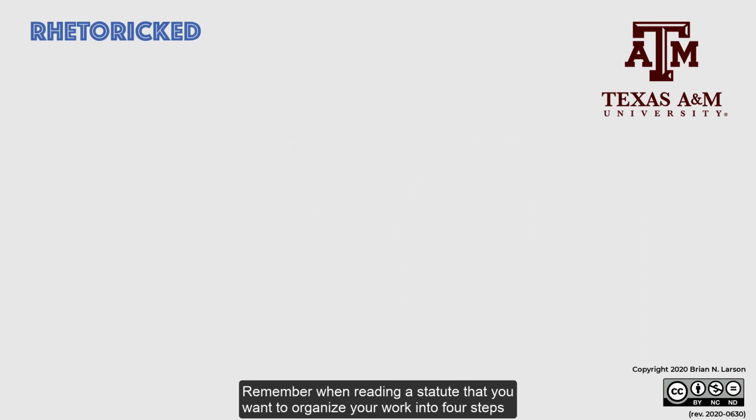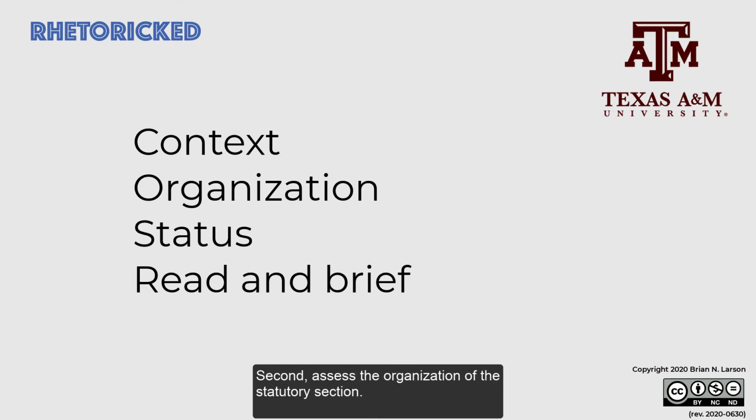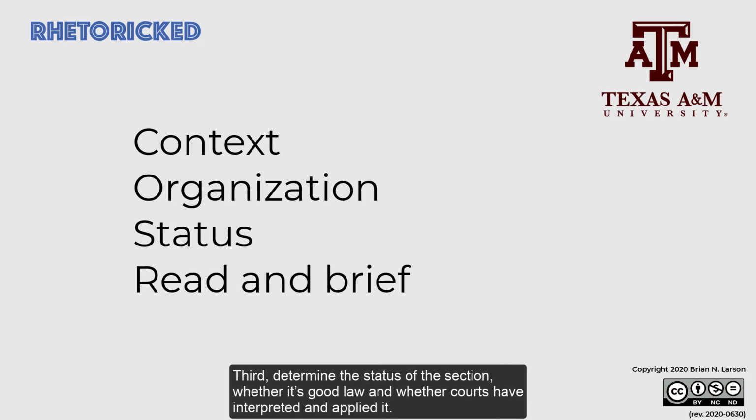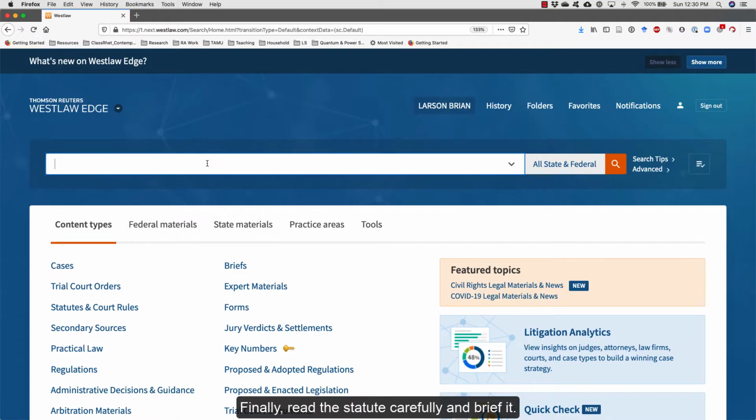Remember when reading a statute that you want to organize your work into 4 steps. First, consider the context in which the statute appears. Second, assess the organization of the statutory section. Third, determine the status of the section, whether it's good law and whether courts have interpreted and applied it. And finally, read the statute carefully and brief it.